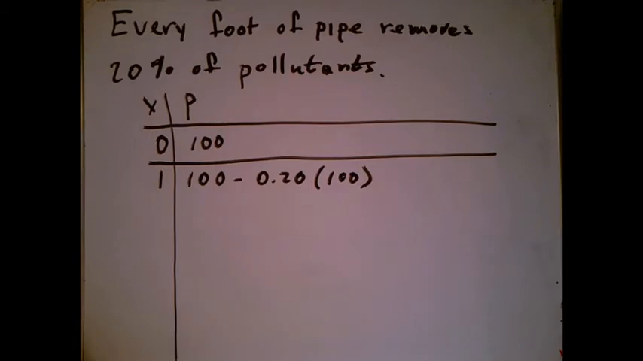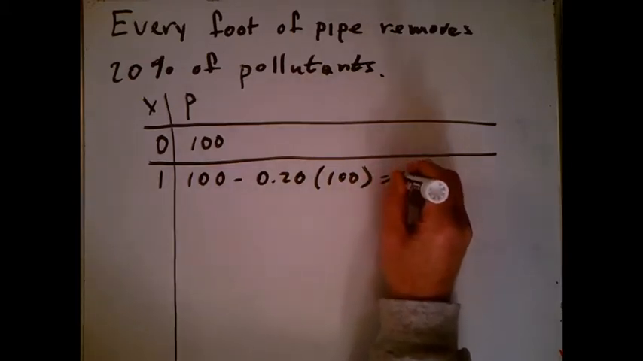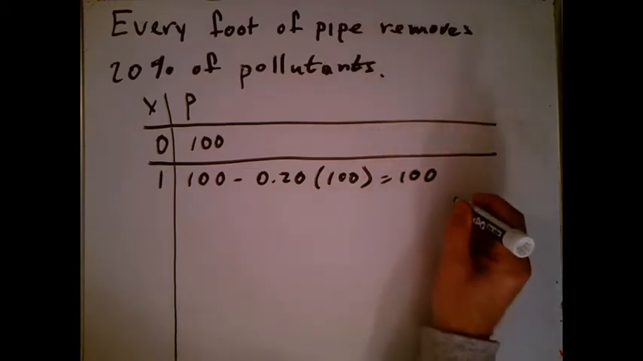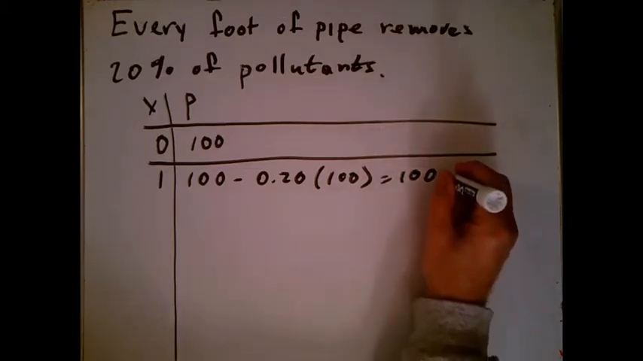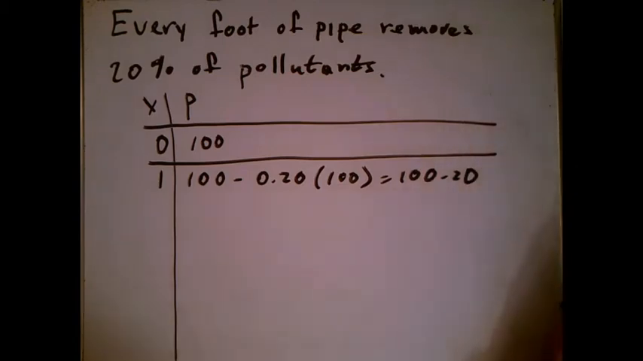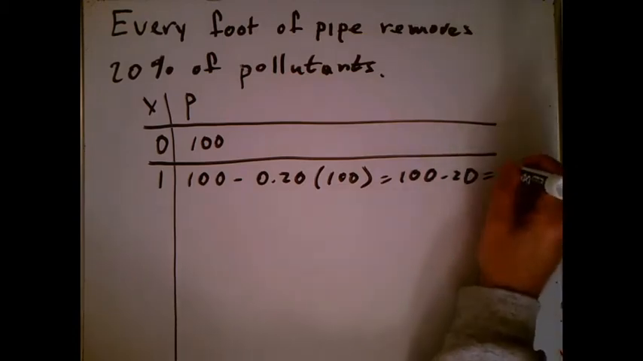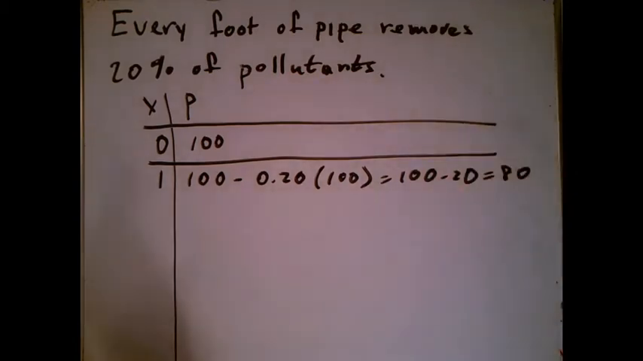Now, I'm going to do 2 things with this. I'm going to work it out, and then I'm going to leave it. If I work it out, I'm going to see that I get 100 minus 20, and that's going to be equal to 80. So I'm left with 80%. Now that's what happens if I work out the numbers.